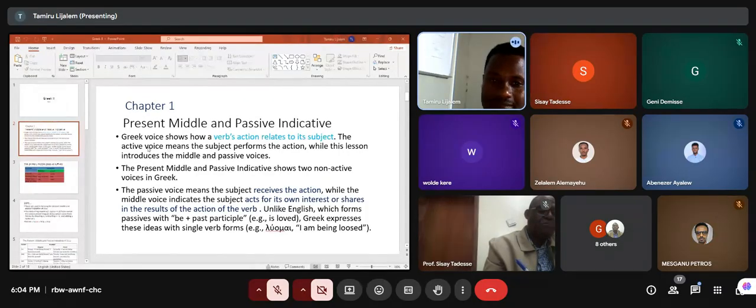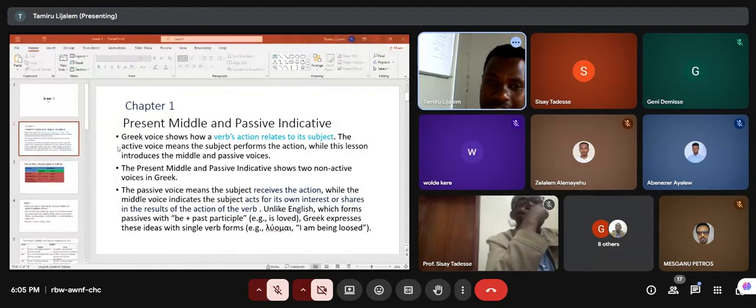The middle indicates what? Middle and passive. You have discussed three voices, yeah? Middle voice, active voice, and passive voice. The chapter introduces the present tense. It is not future, it is not past. So it is present tense. So the voice is middle and passive. The other one is indicative.